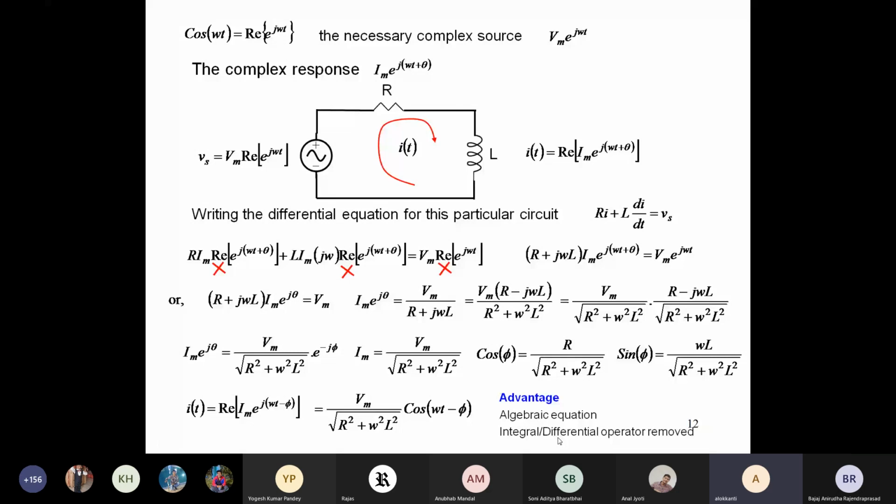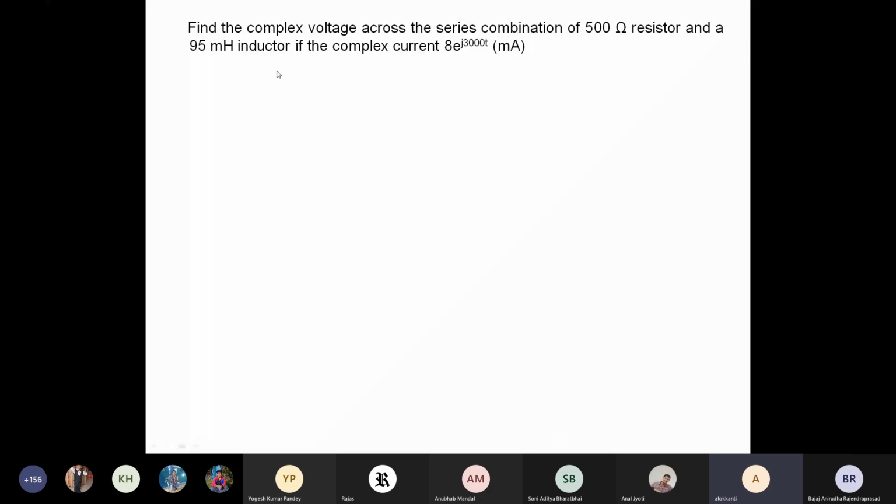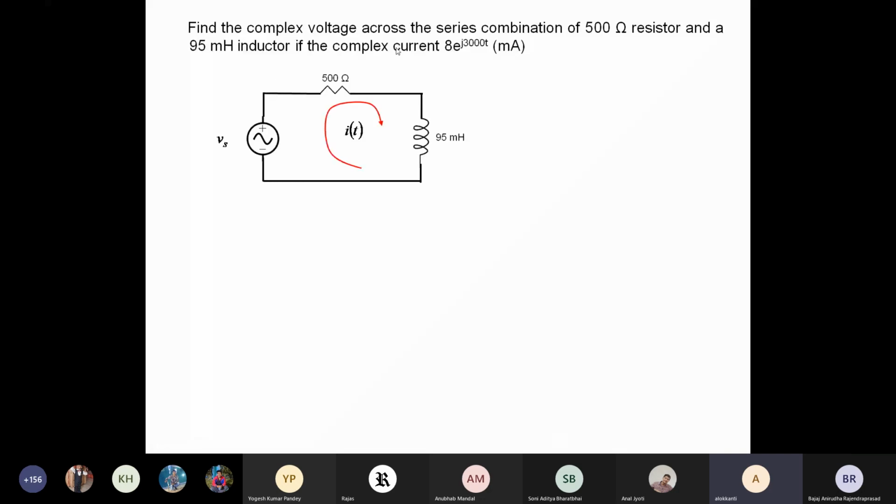So suppose you are given a numerical: find the complex voltage across a series combination of a 500 ohm resistor and a 500 millihenry inductor. The complex current is given as 8 e to the power j 3000 t milliampere. So that omega is basically 3000. So find the complex voltage.